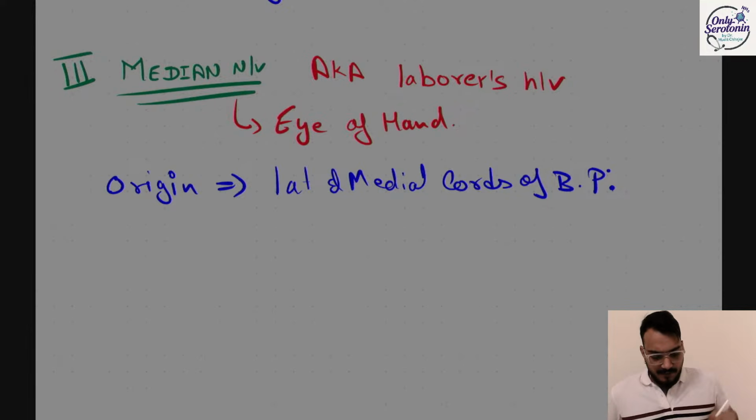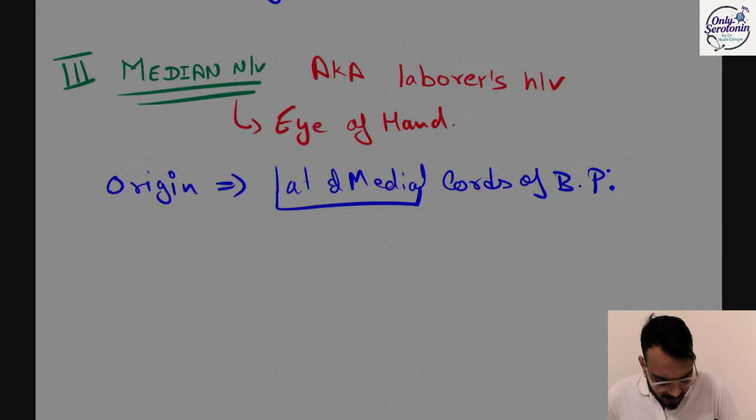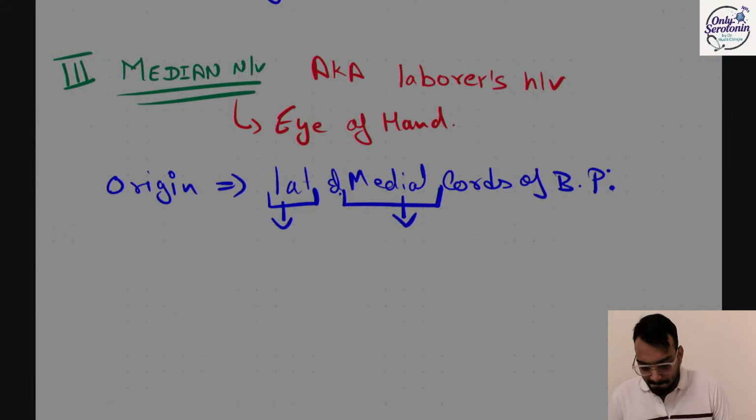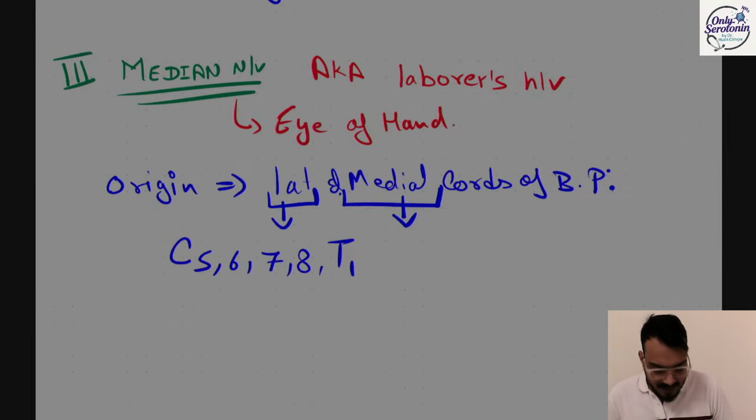If it is coming out from the lateral cord and the medial cord, the lateral cord has a different root value, and the medial cord has a different root value. Can you tell me the lateral root of the median nerve, what is the root value, and the medial root of the median nerve, what is the root value? If you combine them, it will be the same as your radial nerve: C5, C6, C7, C8 and T1. So lateral is C5 to C7 and the other one is C8 to T1, right?